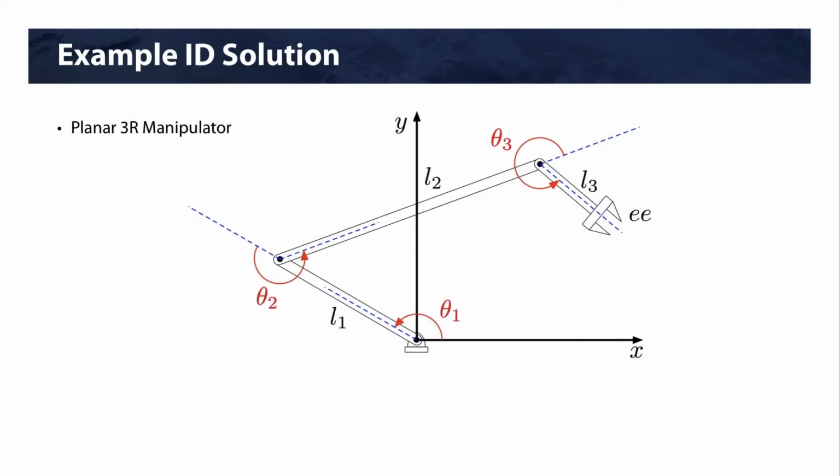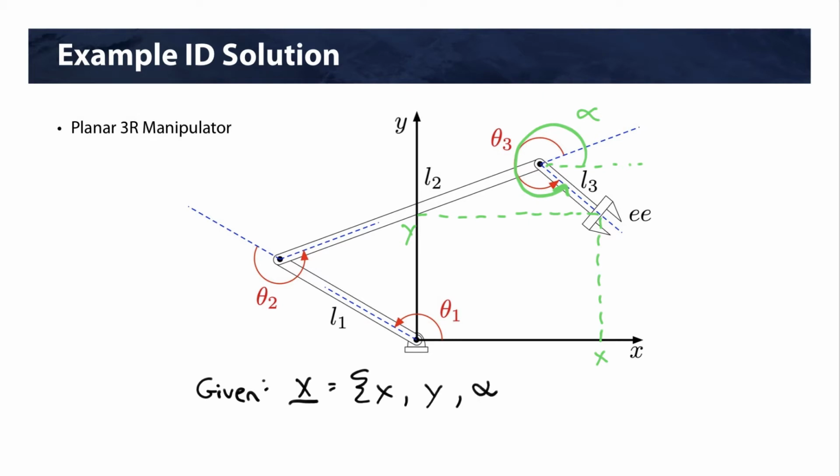So we'll use the planar 3R manipulator to do an example of an inverse displacement solution. For the inverse displacement problem, we would be given the position and orientation of the end effector. So we would know the x position, the y position, and we would know the angle alpha. So we can write this out. We'd be given x, y, and alpha.